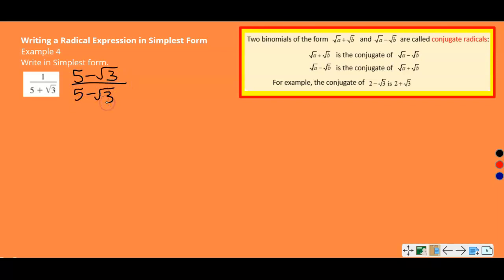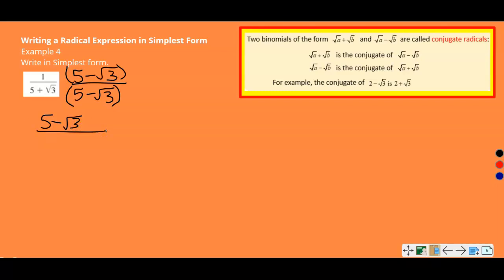And remember, as stated before, anything divided by itself is equivalent to 1. So we're essentially multiplying this expression by 1, just a different version of 1. So we're not changing the problem, we're just manipulating it to make it look different. We're trying to get the radical out of the denominator. All right, so now we have 1 times, and we're going to multiply this by the numerator. So 1 times what's on the numerator is still going to be 5 minus square root of 3, because 1 times anything is just itself, right?